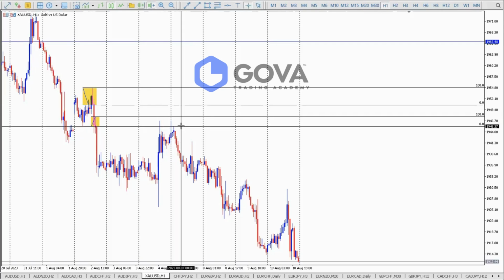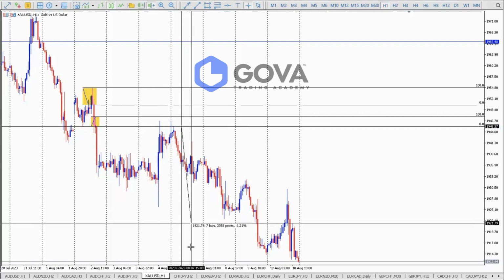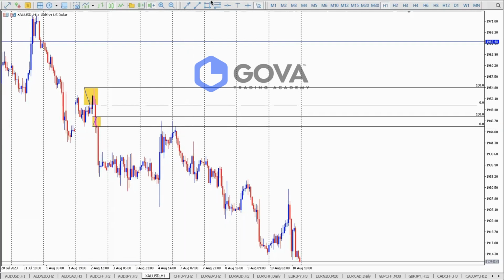What about the reward? From the proximal line all the way down to where the market price dropped, you can see the market price dropped all the way here. We are going to be calculating from here down to this area. How many pips reward do we get from that area?